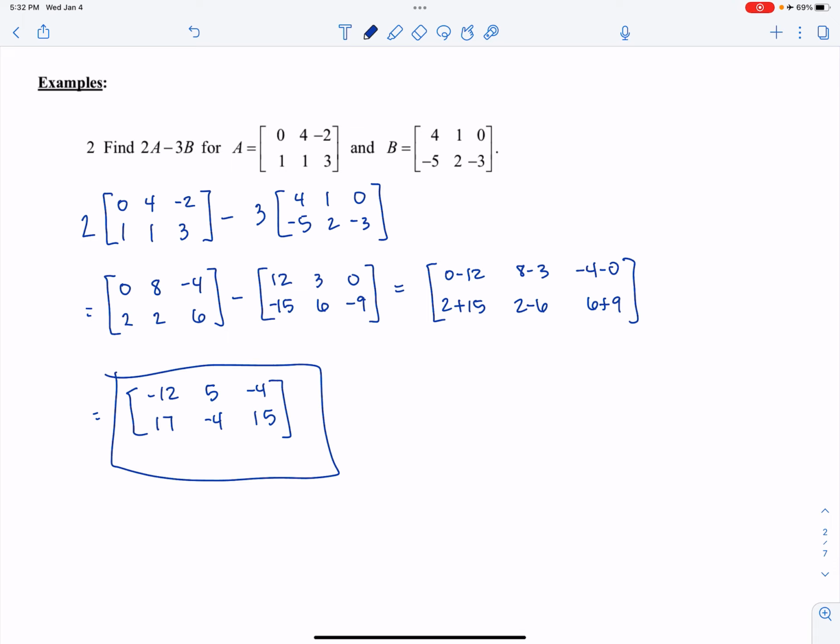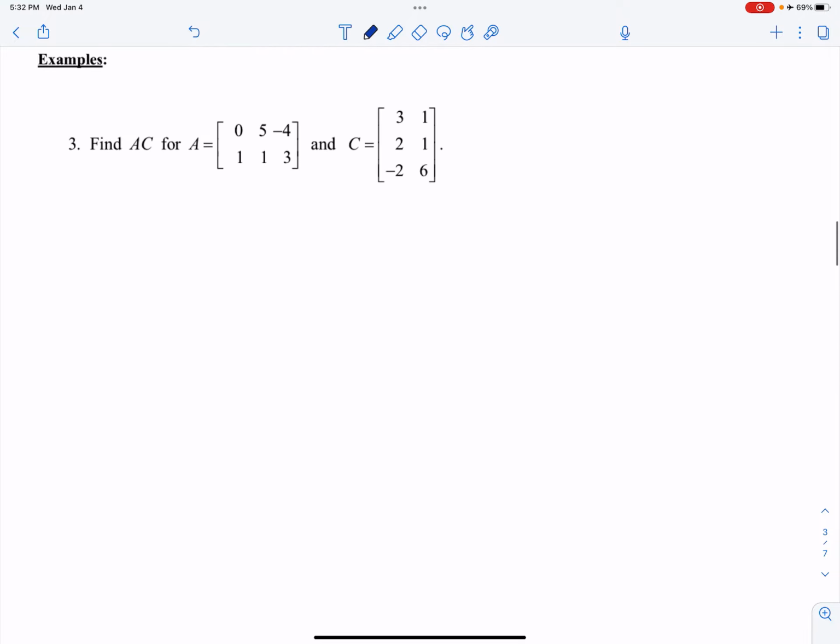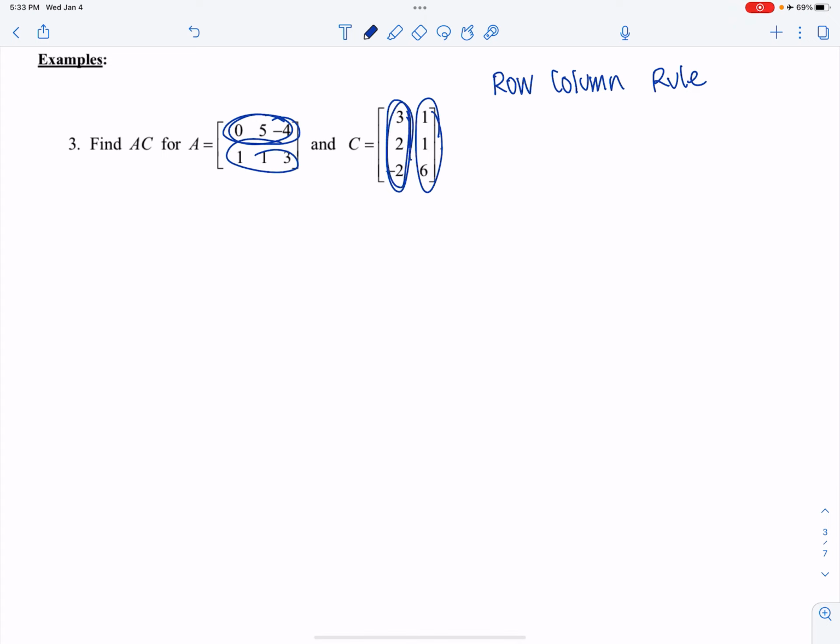Okay, matrix multiplication. For this, I always recommend thinking of the row, column rule. So we take a row and we multiply it by a column. And then we take that row and we multiply it by the next column. And then we take the next row and multiply it by the column. And then we take that same row and multiply it by the next column. So we're doing the row, column rule.